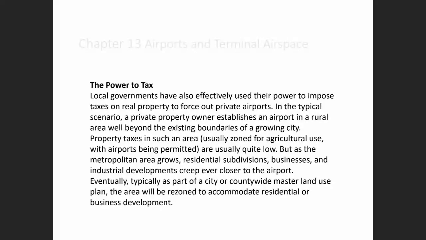The power to tax. Local governments also have effectively used their power to impose taxes on real property to force out private airports. In a typical scenario, a private property owner establishes an airport in a rural area well beyond the existing boundaries of a growing city. Property taxes in such areas, usually zoned for agricultural use where airports have been permitted, are usually quite low. But as metropolitan areas grow, residential subdivisions, businesses, and industrial development creep closer to the airport. Eventually, typically as part of a city or countywide master land use plan, the area will be rezoned to accommodate residential or business development.